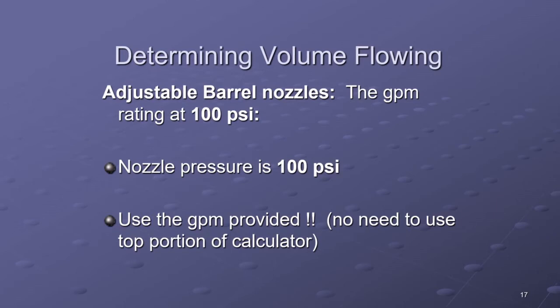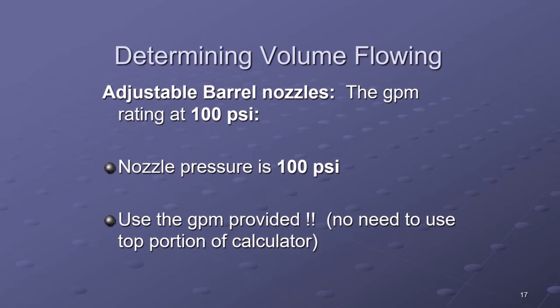All right, so determining the volume flowing. We're not skipping around here. You need to know the volume flowing out of each of those nozzles so that you can figure out what volume's flowing through each piece of hose in your hose lay. So we'll be looking at nozzles and how much they flow. Adjustable barrel nozzles, the nozzle is rated to flow a certain amount at 100 psi, right? So that's why we're using, for an adjustable barrel nozzle, a nozzle pressure of 100 psi in all of our examples. That will give you a volume flow.